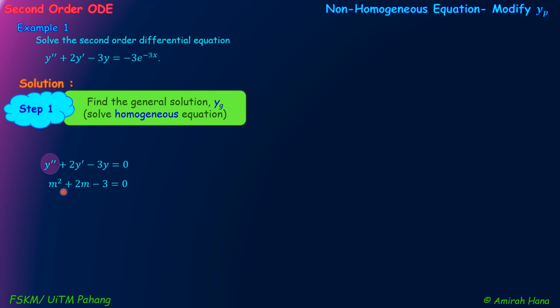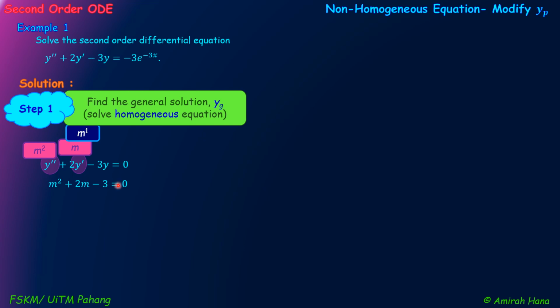Characteristic equation means we replace y double prime by m squared, and then we replace y single prime by m here. And m here means m to the power of 1. Y double prime means m squared. Y single prime means m to the power of 1, or m only, right?